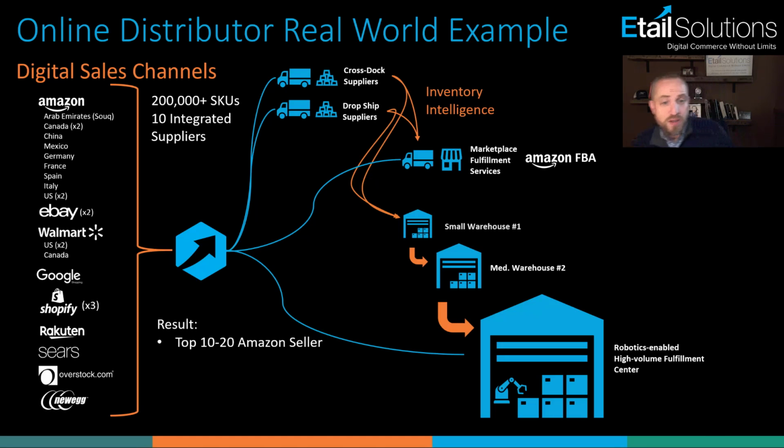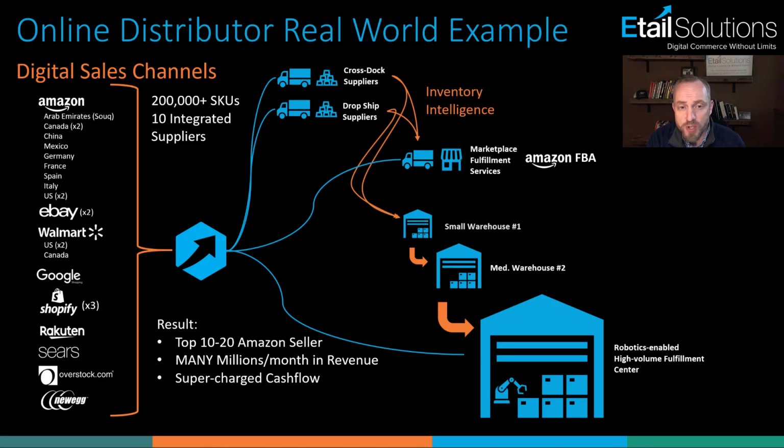Now, the result of this, ultimately, after 7 or 8 years, they're a top 10 to 20 Amazon seller, depending on the month. They're doing many millions a month in revenue. They've supercharged their cash flow because, again, they're using this intelligence to understand what products they should invest in, and so they're focusing on the products that have a high gross margin return on investment for them.